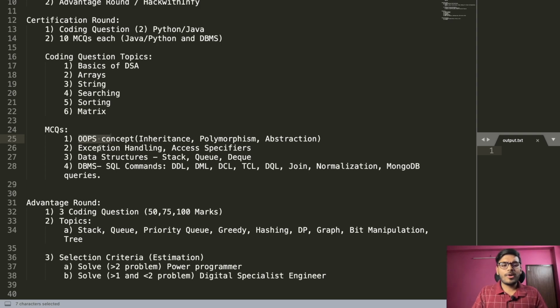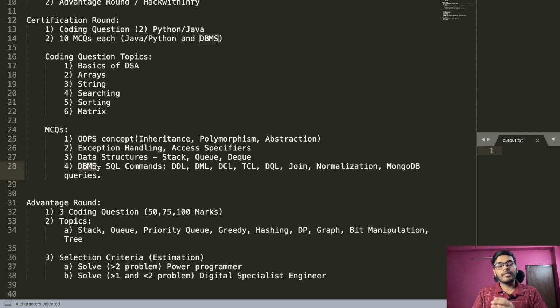So OOPS is very much important. Exception handling, access specifiers like public, private, protected, and data structure questions will also be there, like stacks, queues, and so on. In this also MCQs will be there, right? Like a program will be given in which some stack operation is happening and you have to predict the output, something like that, right?